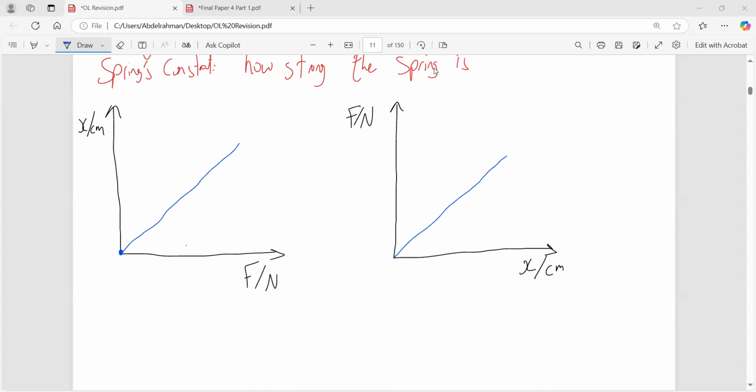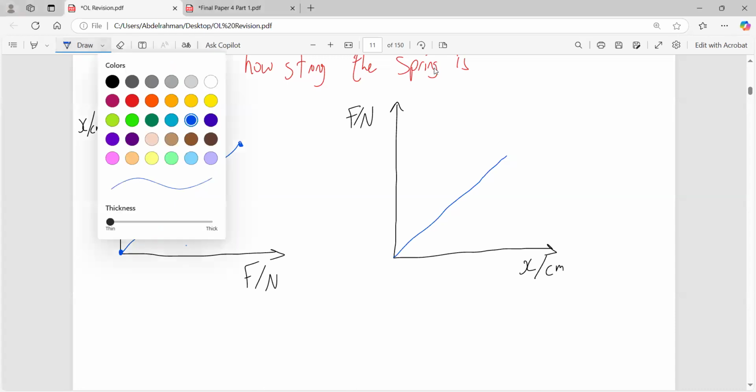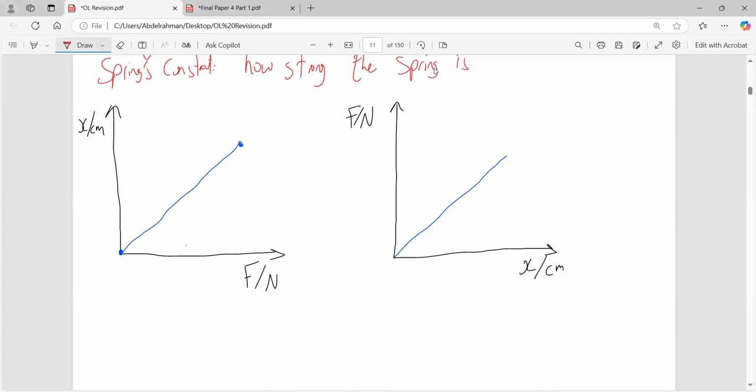If this is the elastic limit, let me draw it using another color. If this point is the elastic limit, how will the graph behave? It will curve towards the extension axis. At this point, it's curving towards the extension axis. This one will curve downwards. So it will curve towards the extension axis.